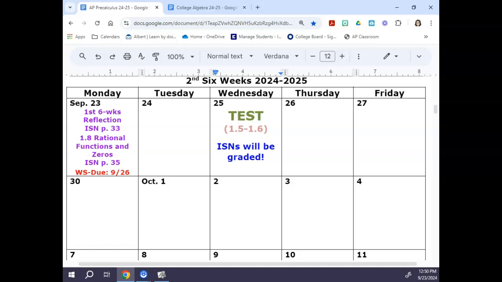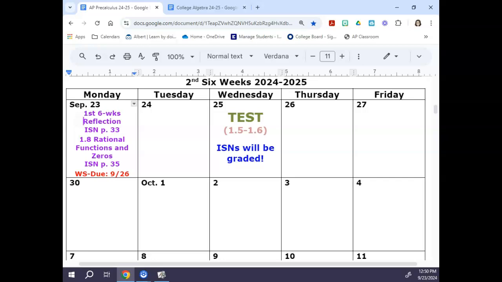What I want you to do now while I hand out the assignment is turn to page 33 in your ISN. Listen. Some of you can listen when your mouth is running. Title it First 6 Weeks Reflection. And that's what it is. And this is a very open-ended question. I want you to reflect on you and this course from the first 6 weeks.